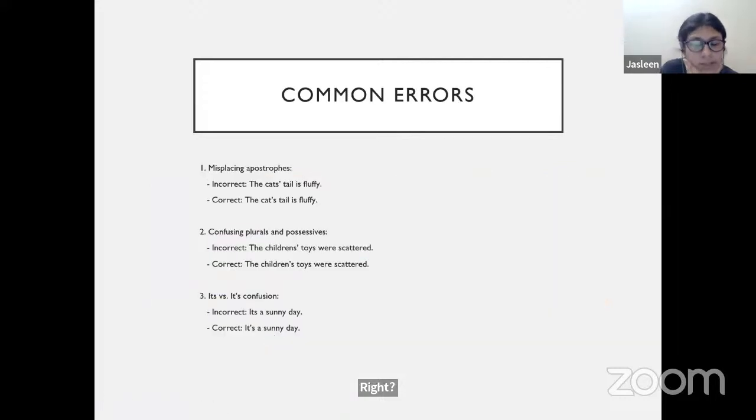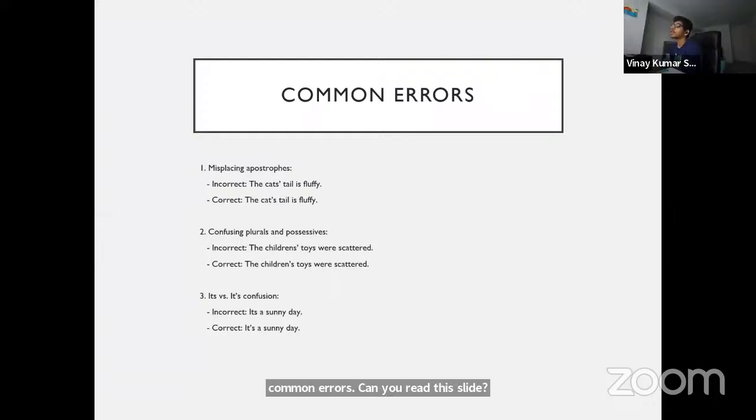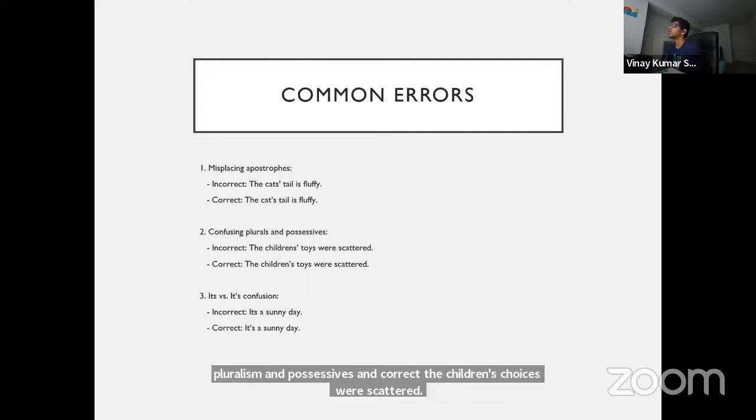Common errors. Can you read this slide? Misplacing apostrophe. Incorrect: The cat's tail is fluffy. Correct: The cat's tail is fluffy. Confusing plurals and possessives. Incorrect: The children's toys were scattered. Correct: The children's toys were scattered.